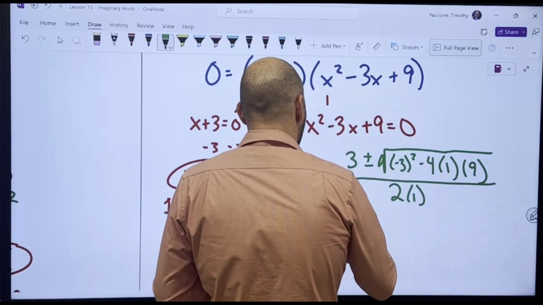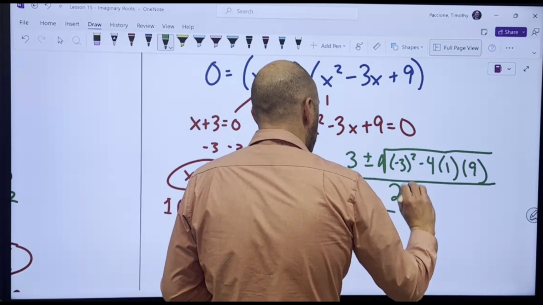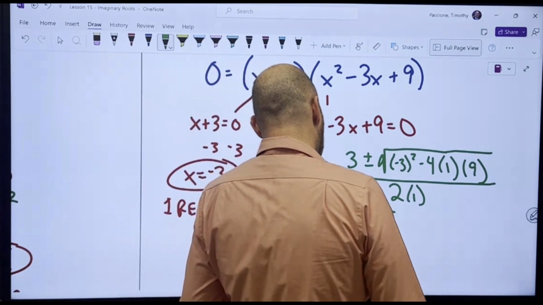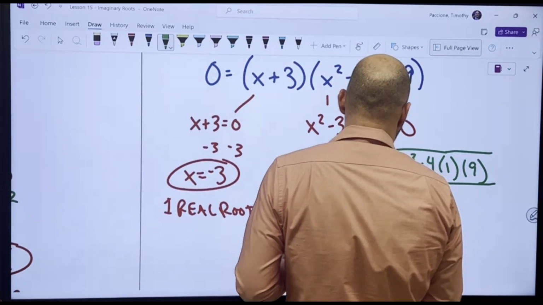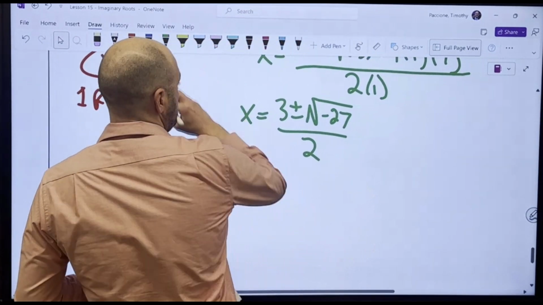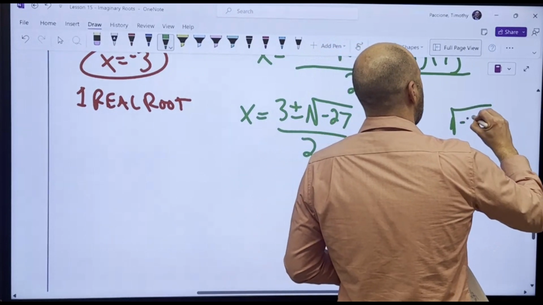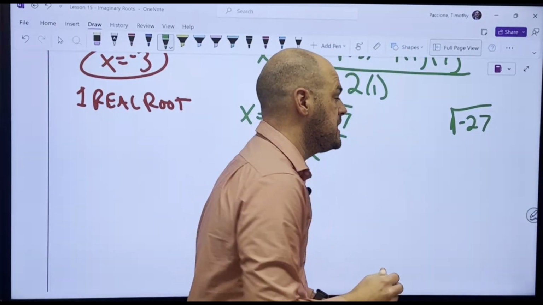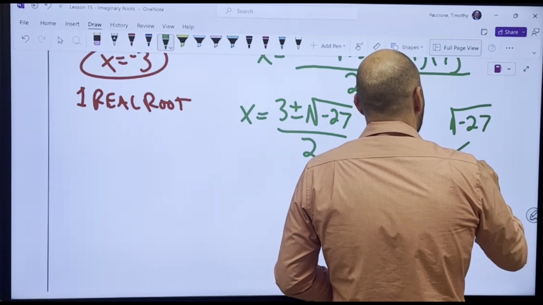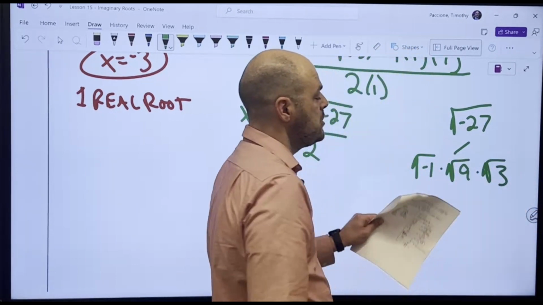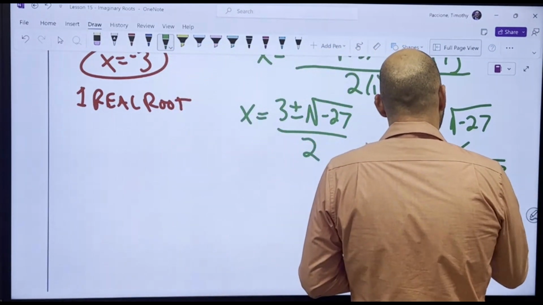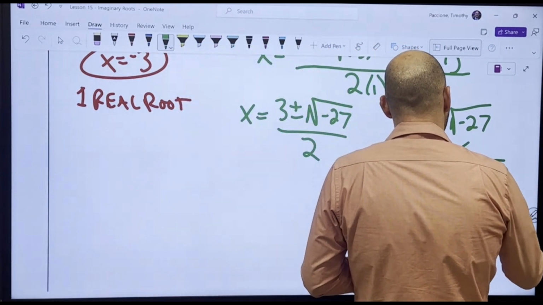Clean that up a little bit. We get 3 plus or minus the square root of whatever that is over 2. Now, that whatever that is turns out to be minus 27, right? Just use your calculator to help you with that. Now minus 27, got to remember what we do when we have the square root of a radical that we can break down. This is going to break down into square root of negative 1 times the square root of 9 times the square root of 3. Square root of 9 we can do, that's plus or minus 3. Square root of negative 1 is i. So I end up with plus or minus 3i square root of 3.